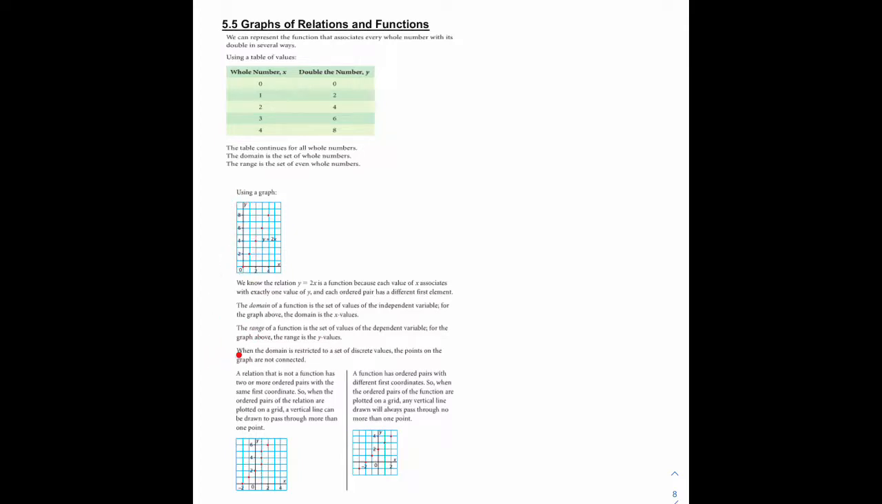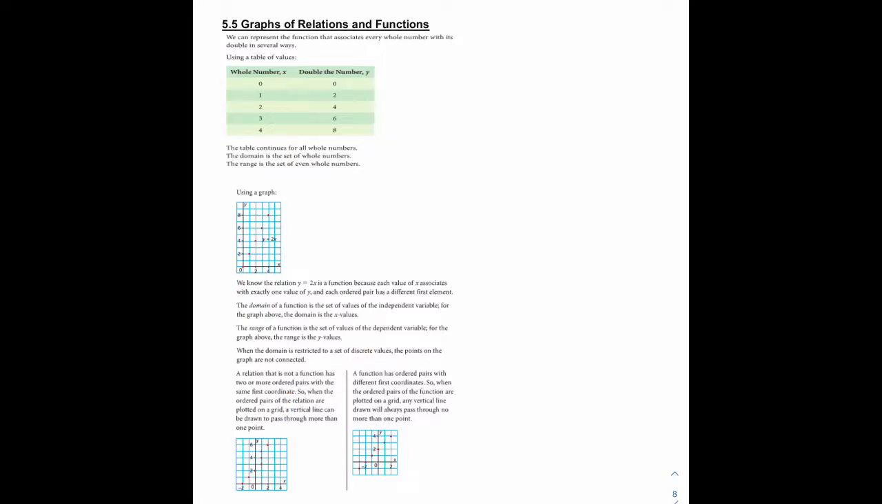When the domain is restricted to a set of discrete values, the points on the graph are not connected. We talked about discrete and continuous data last week. Discrete data means that there's no data in between. So if we go up again to our table of values, there's no data in between 0 and 1, 1 and 2, 2 and 3, etc. So this is what we call discrete data. That's why none of the points on this graph are connected, because it is discrete data.